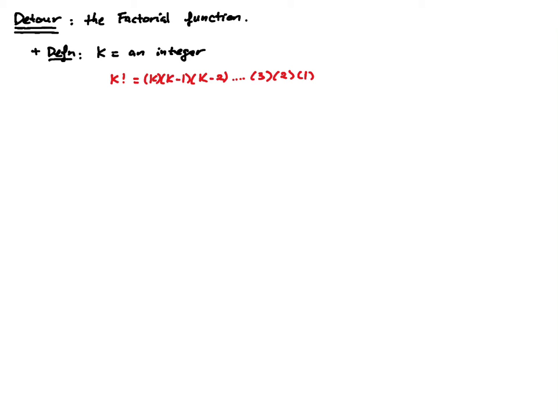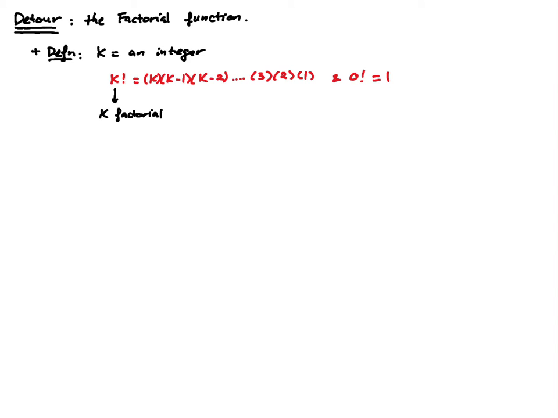Now we read this as k factorial, right? Not k. You don't have to yell when you use this function, right? So k factorial is equal to k times k minus 1 times k minus 2 times all the way to 3, 2, and 1. And then we have a special case where 0 factorial is by definition equal to 1.